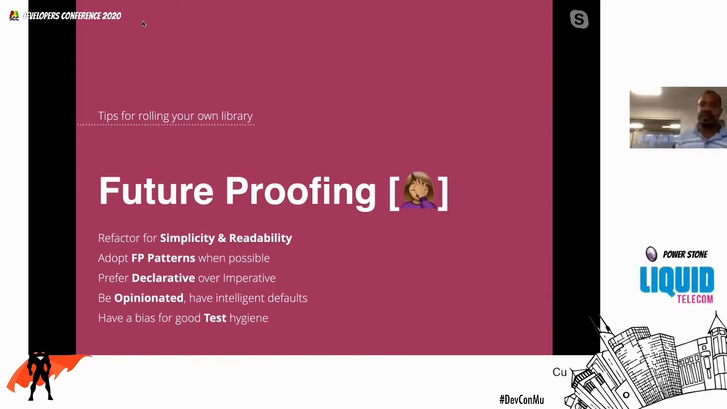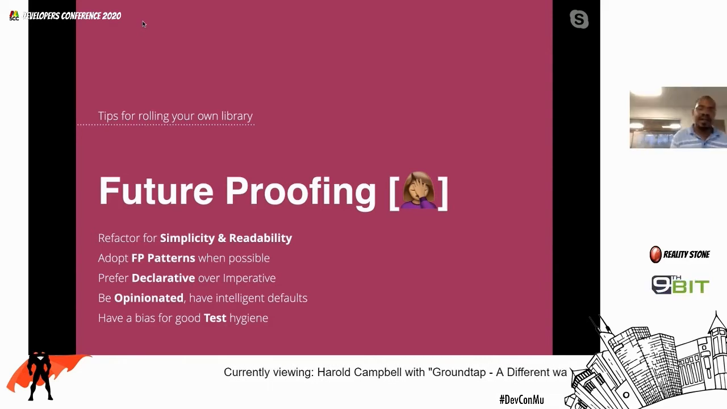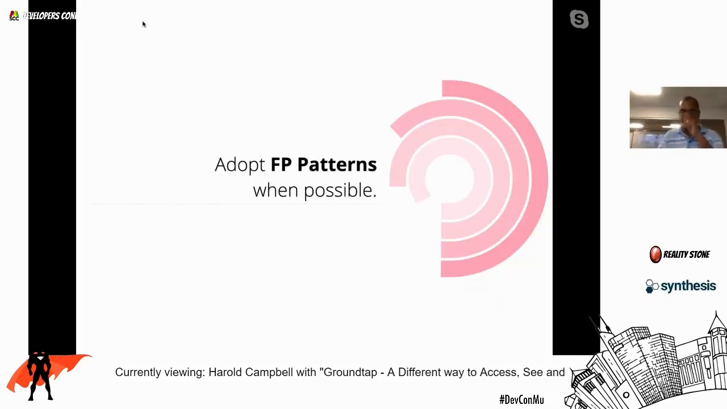Refactor for simplicity and readability. Adopt as many functional programming patterns as you can. Prefer declarative over imperative. Be opinionated and have intelligent defaults. I learned that from Rails. Have a basis for good test hygiene. So let's quickly look at some of these.